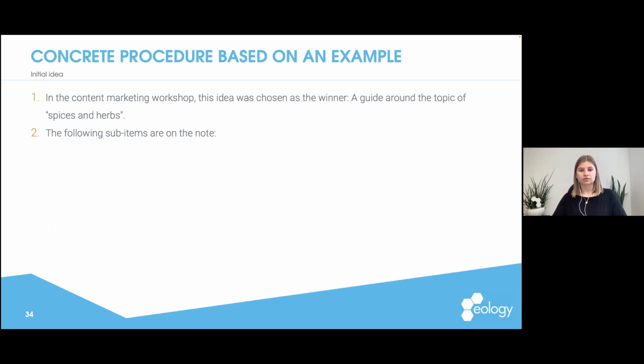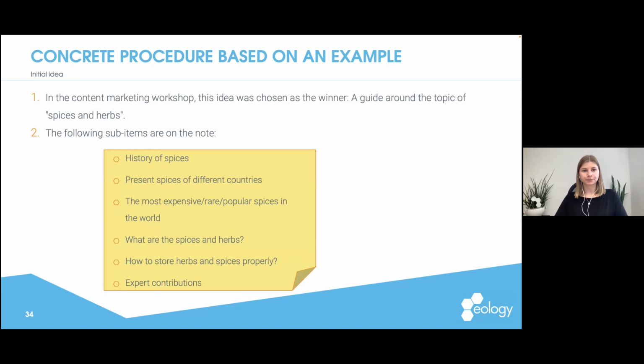I also brought you an example from a concrete procedure. First of all, in our content marketing workshop we chose this idea as the winner. It should be a guide around the topic of spices and herbs. Maybe you remember, if you took part in part 1 of our series, we talked about this ebook, the Spice Guide, before. And the following sub items were on the note.